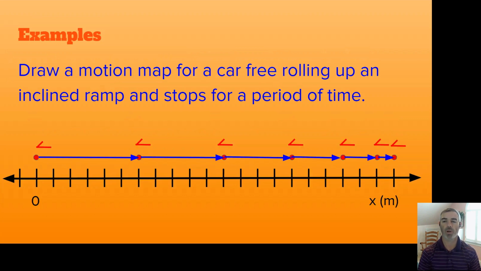So much like the last one, we're not going to draw that last acceleration vector. We're going to stack those dots at the very end. So it slows down on the way up and then comes to a stop. So now those stacked dots represent four things.